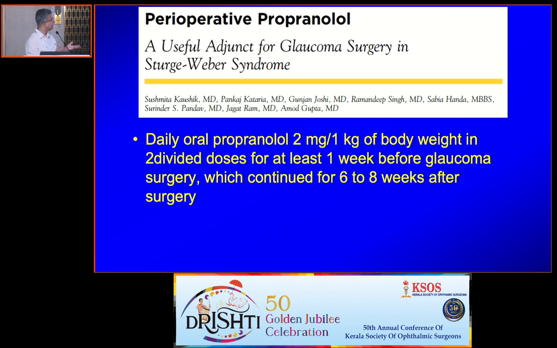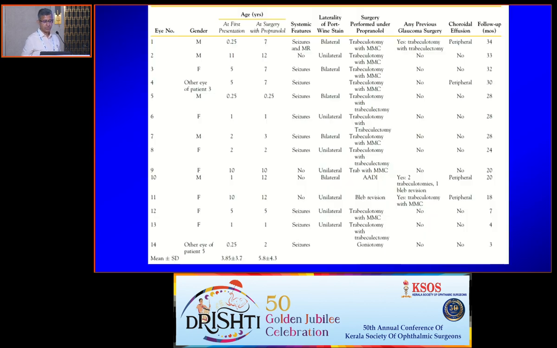Anyway, the other option that you have is you can actually use oral propranolol 2 milligram per kg, in 2 divided doses for at least a week before glaucoma surgery, which is continued for 6 to 8 weeks after glaucoma surgery. Sushmita from PGI very strongly believes in this. So this is an option, but keep in mind that it's a beta blocker, and in children you need to be aware of the issues associated with it.